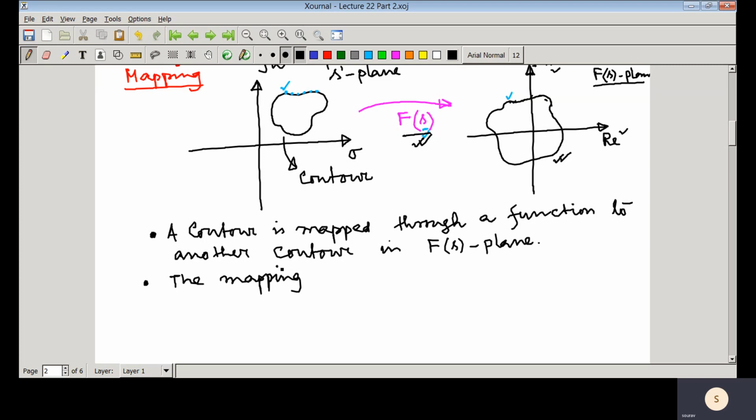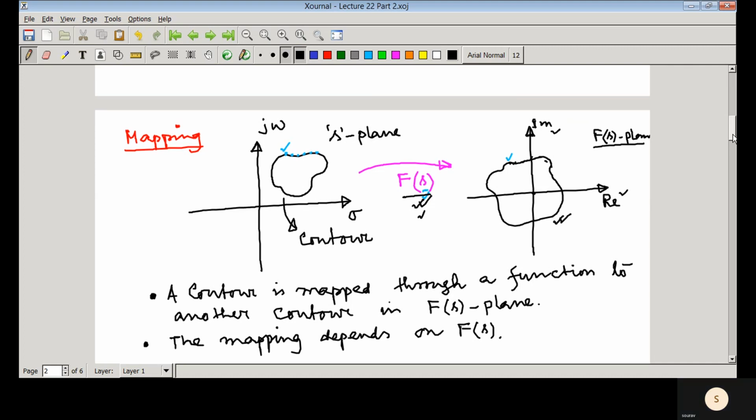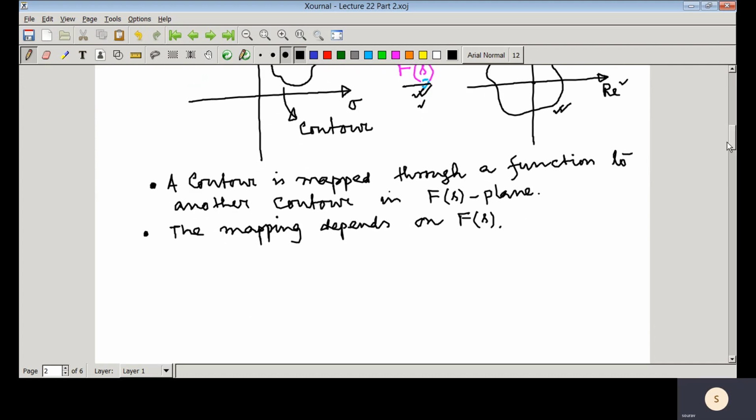That mapping depends on F(s). So it is a very simple result, and this result is from complex analysis. That means whenever we have a contour and we map that contour via a function, then in the F(s) plane we will have another contour, and its shape, and whether it would encircle the origin or not, depends on this function.